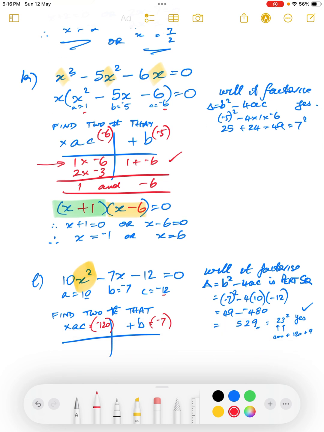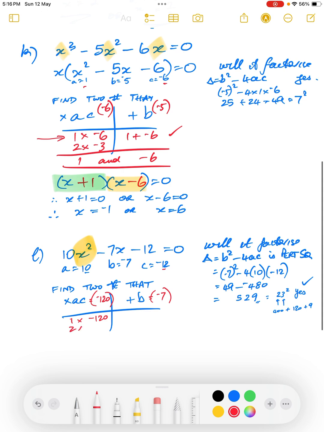So let's make one a positive and one a negative. Choose the big one to be negative because it's equaling a negative. 2 times negative 60, 3 times negative 40, there's quite a few of these. 4 times negative 30, 5 times negative, what's 5 times negative 24?